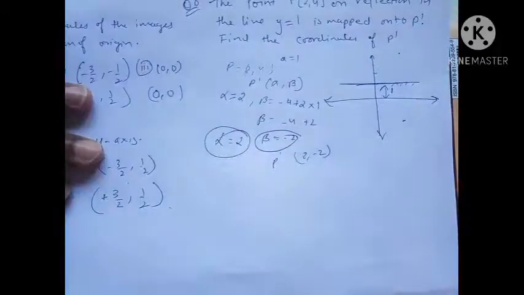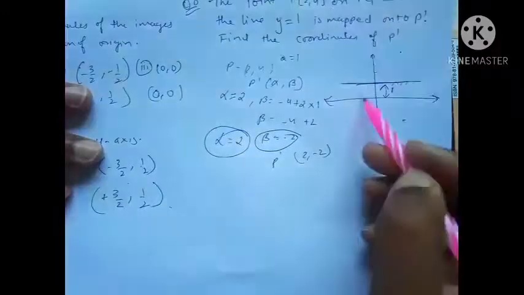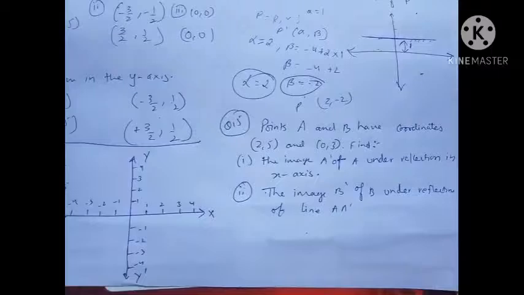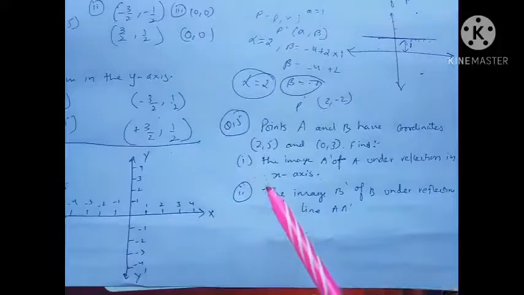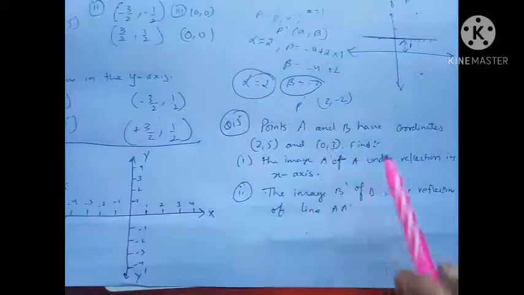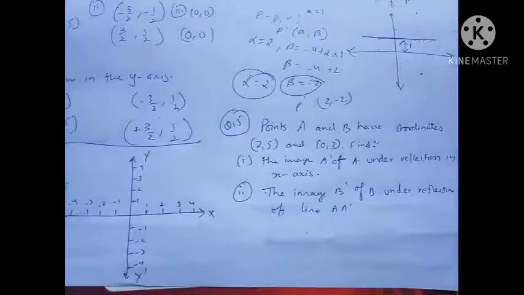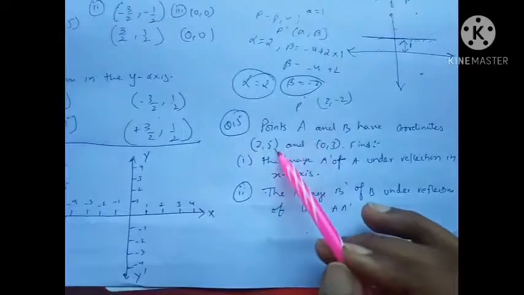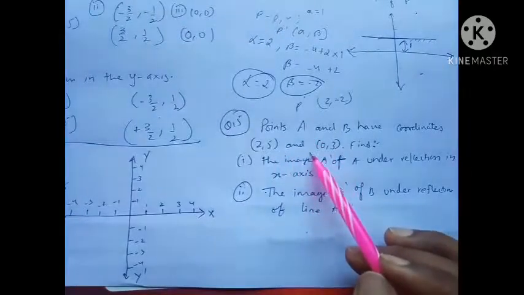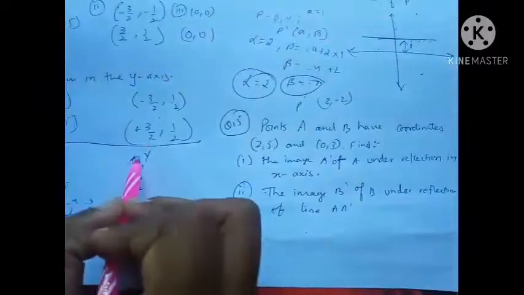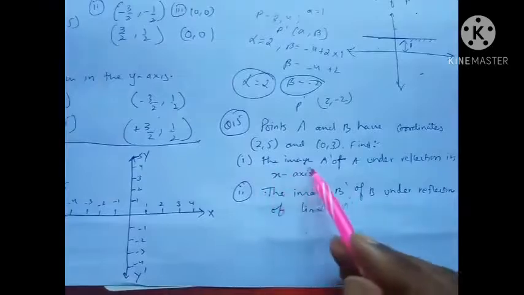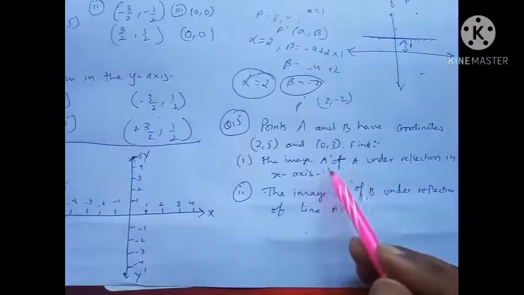Okay, that's how you answer the questions when the lines are parallel to the x-axis like this, and also when lines are parallel to the y-axis. Let's have a look at question number 15. What does question number 15 have to offer us? Question number 15 says something like this: points A and B have coordinates (2, 5). A is (2, 5), and this is (0, 3). Okay, I'm putting 0.5 also over here. First thing, what do I have to find? I have to find the image A dash of A.